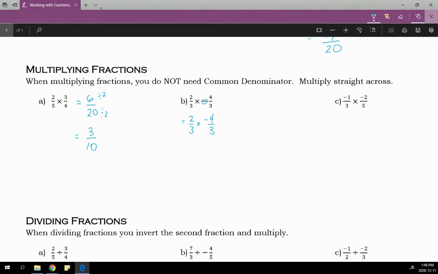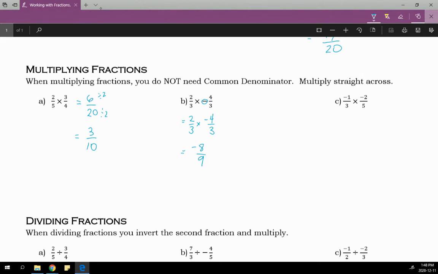That would make this whole fraction positive. Okay, so again, once we have our signs figured out, we multiply straight across. So 2 times negative 4 is negative 8, and 3 times 3 is 9. Okay, negative 8 over 9 is already in lowest terms. There's no value that divides evenly into negative 8 or 9, except for 1. So we can leave this. We know that it's in lowest terms.